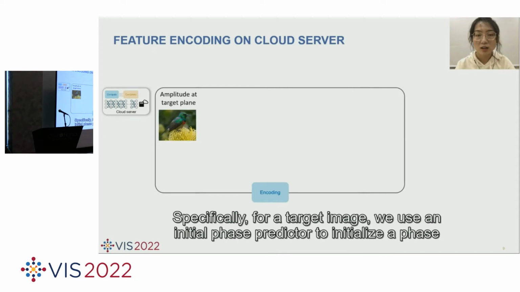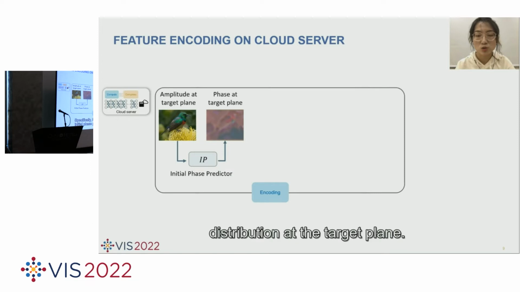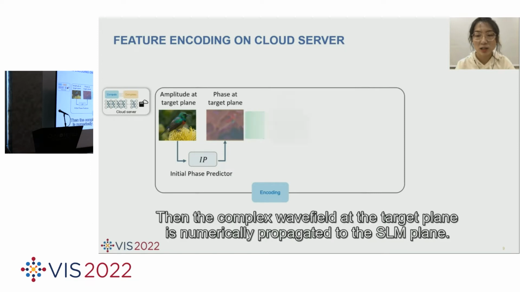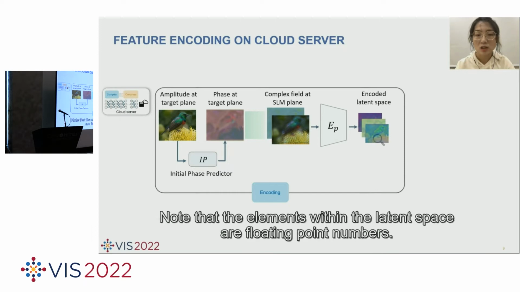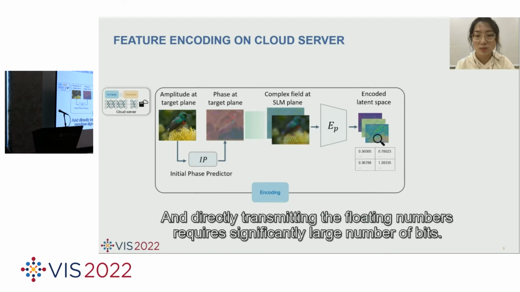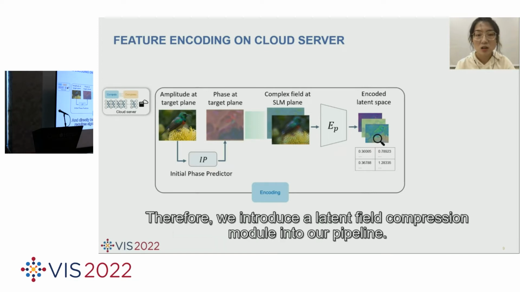Specifically, for a target image, we use an initial phase predictor to initialize a phase distribution at the target plane. Then the complex wave field at the target plane is numerically propagated to the hologram plane. We then use an encoder to encode the complex wave field into a latent space. Note that the elements within the latent space are floating point numbers, and directly transmitting floating point numbers requires a significantly large number of bits. Therefore, we introduce a latent field compression module into our pipeline.